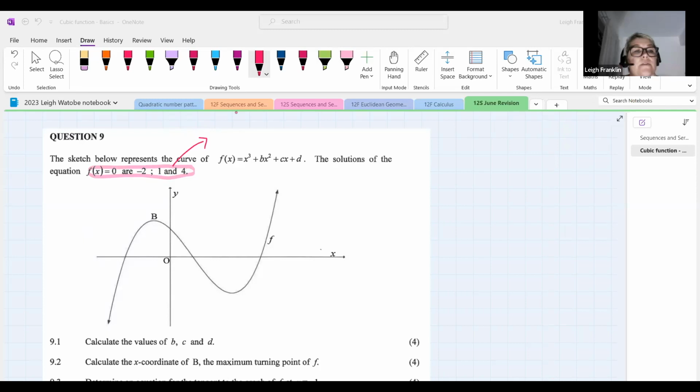Absolutely. Okay, so these are our x-intercepts. So this -1 over here has to be -2. The smaller positive one has to be 1, and the larger positive one has to be 4. Now the first thing that they want us to do is calculate the values of B, C, and D.